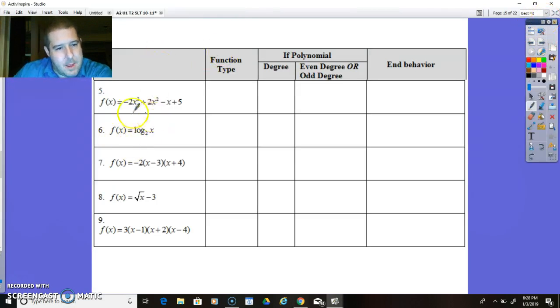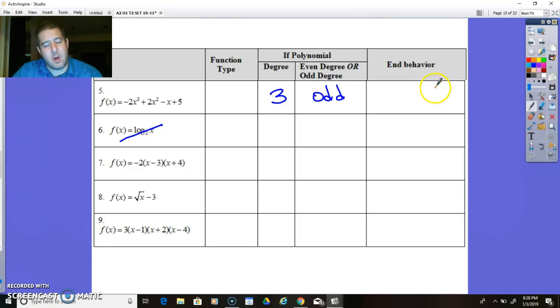All right, this one right here, that's a quick and easy one. That's not even a polynomial because that does not have a whole number as the exponent. This one has a degree of 3, so that one's odd, and it has a leading coefficient that's negative, which means it's going to go up infinitely to the left. As x is approaching negative infinity, f of x is going to be going up infinitely. It's going to be approaching positive infinity. This is an odd function.